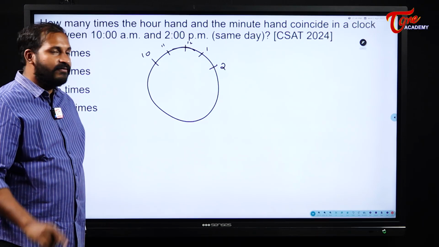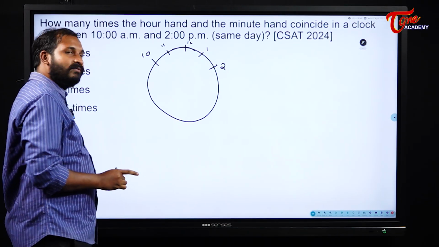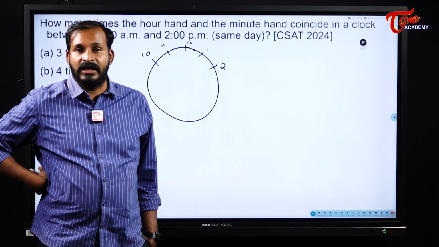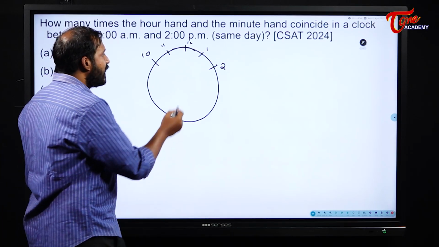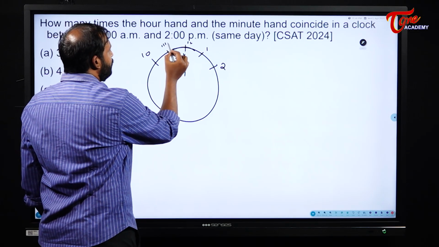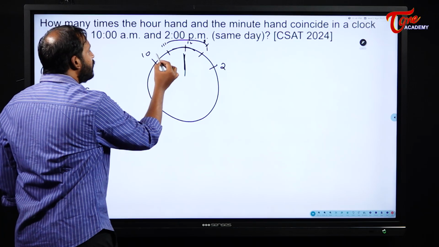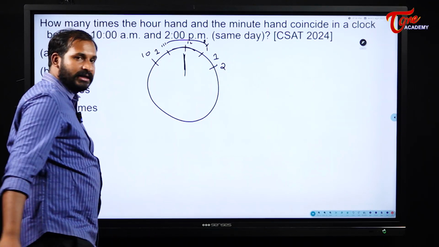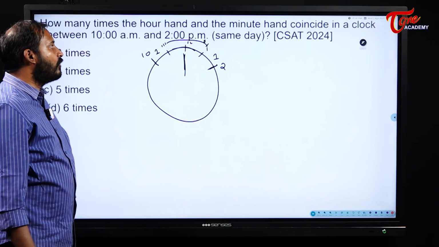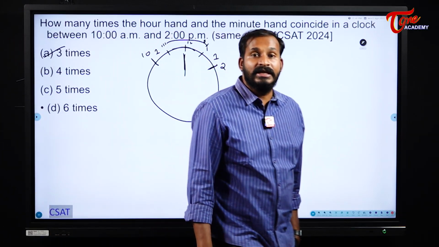We know that for every 1 hour they will coincide for once. In our first class we have seen. But in 12 hours they will coincide only for 11 times. Where we are losing that one time? Because we will have a common coinciding point at 12 o'clock. So that means between these 2 hours, from 11 o'clock and 1 o'clock, we will have only one coinciding point. And from 10 to 11, we will have one coinciding point, and from 1 to 2, we will have another coinciding point. Now tell me, from 10 to 2, how many coinciding points we will have? Only 3 times.